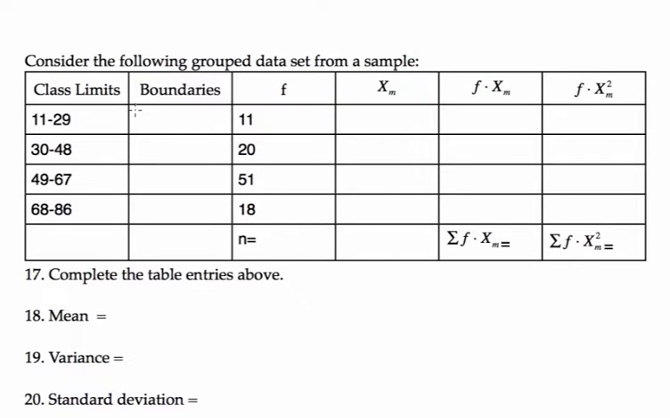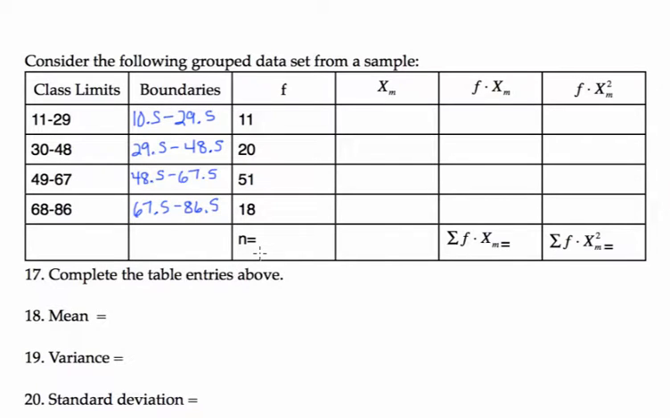First, the boundaries. You want to go 0.5 below 11, so that's 10.5, to 0.5 above 29, 29.5. Then 0.5 below 29.5, to 0.5 above, 48.5. Notice that the 29.5 overlaps from one to the next, and continue in that way.